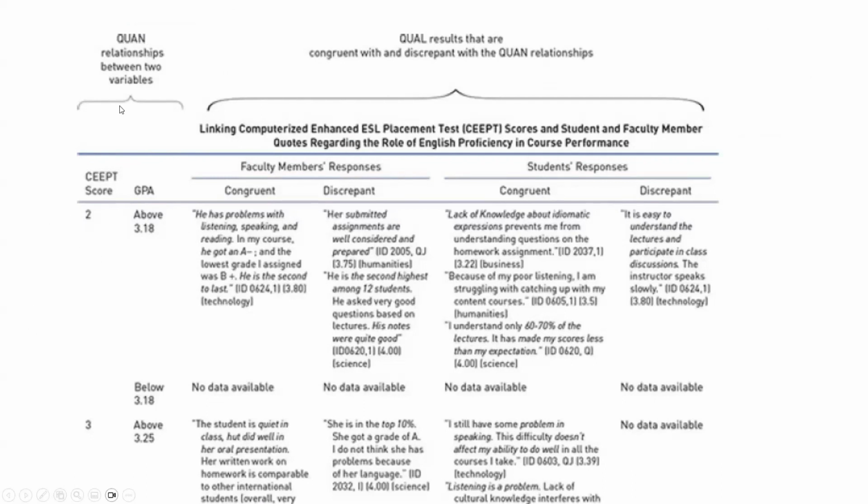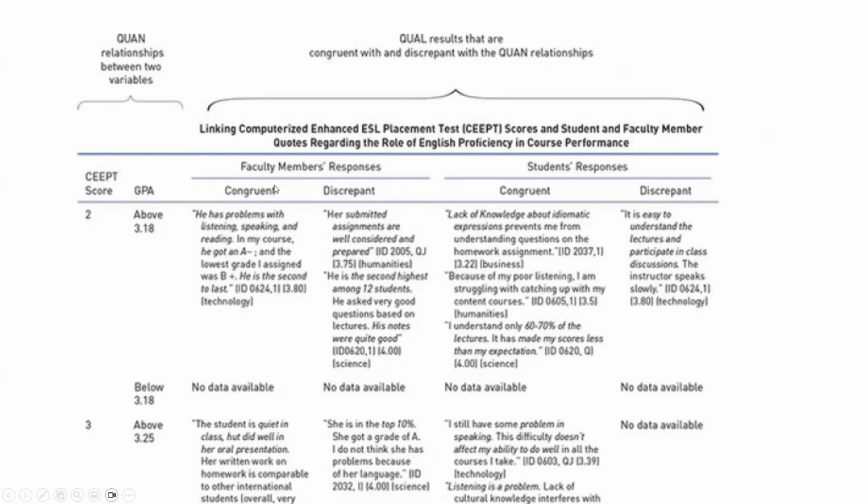These are the quantitative scores you got: CEPT score, GPA score. These are the quantitative variables. However, there are qualitative results that are congruent and discrepant with the quantitative results. Now here, how this is congruent and how it is different from the faculty. This is a faculty perspective. Congruence is there in this case, and discrepancy in this case. Student response, in this case it is congruent, in this case discrepant.